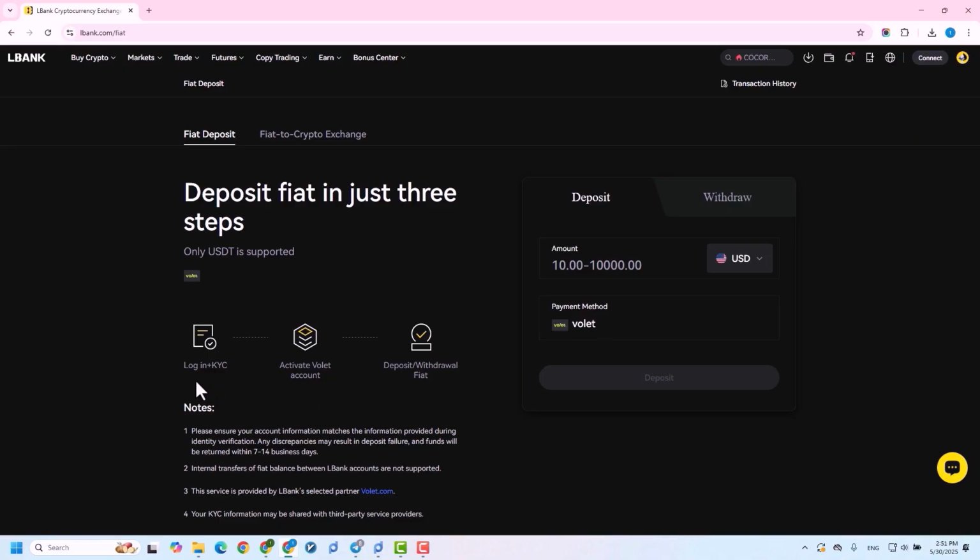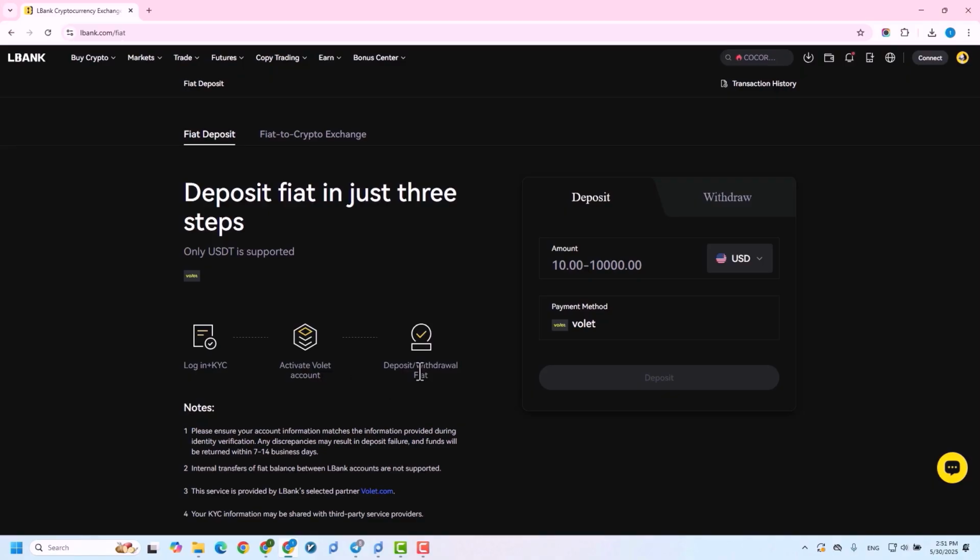Log into your account and complete identity verification. First, you need to log into your user account and complete the identity verification process. The information you enter must fully match your identification documents. The second step is activating your wallet account, which needs to be done after your KYC is approved. This intermediary payment service is used for making deposits and is provided by LBank's official partner, Wallet.com.